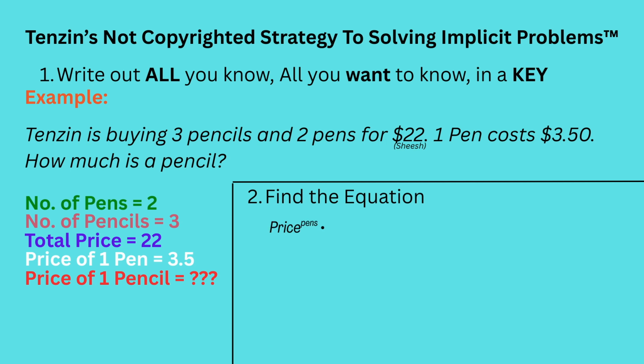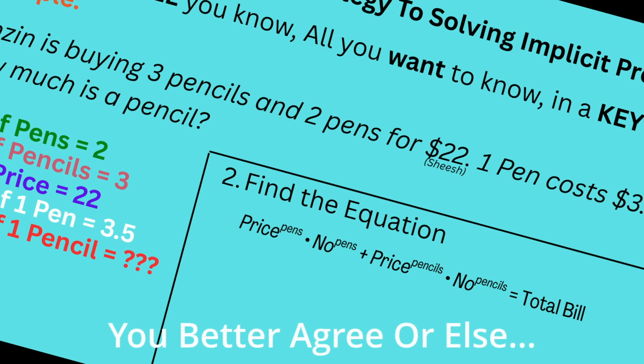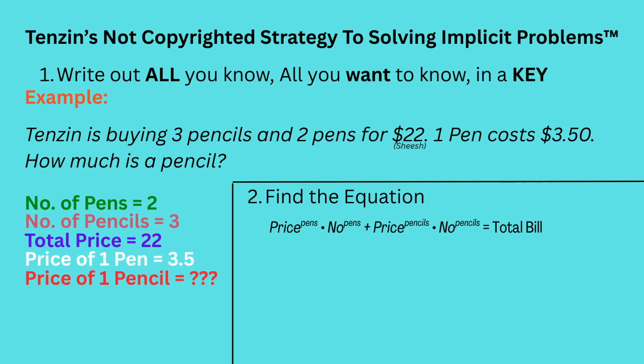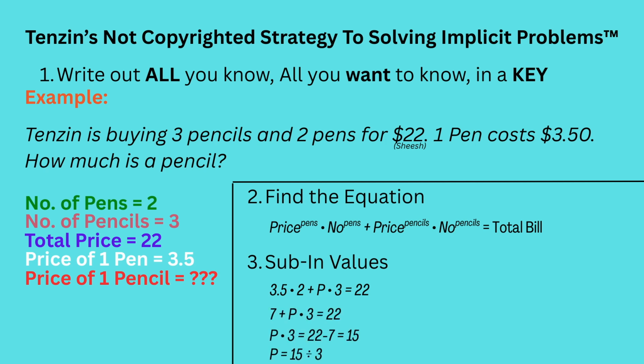So I could say that the price of pens times the number of pens plus the price of pencils times the number of pencils would be my total bill. Do you agree? So let's write out this equation as step 2. Step 3 is to substitute the variables into the equation with the numbers. So now I have the equation 3.5 times 2 plus p times 3. Rearranging this to solve for p, I now know that p is equal to 5.